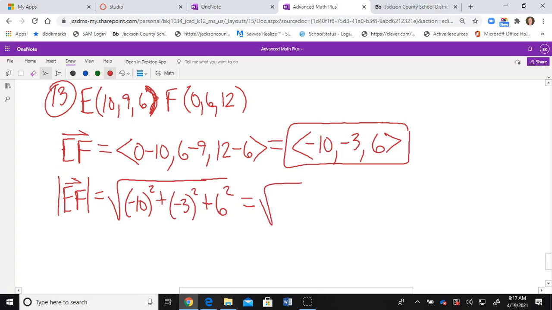I got 145 for that. Yep. And I tried to reduce that by 5, and that got me 5 and 29. And nothing goes into 29. So did anything repeat? Nope. So I just leave it as square root of 145. Okay?